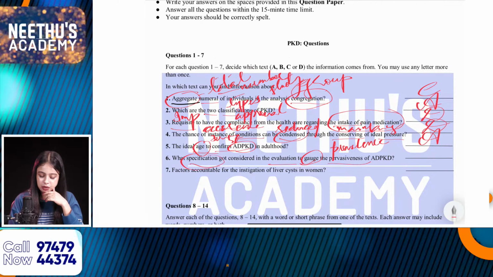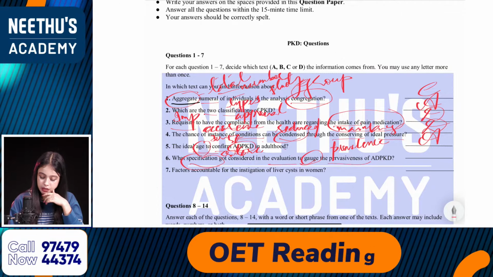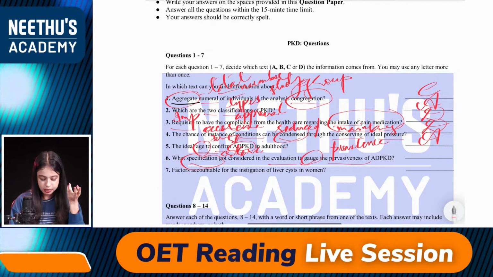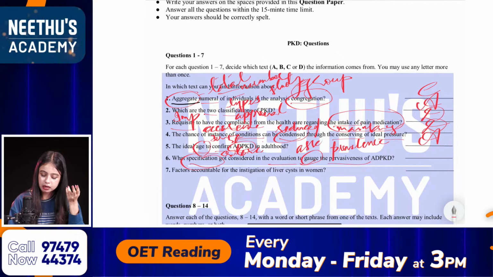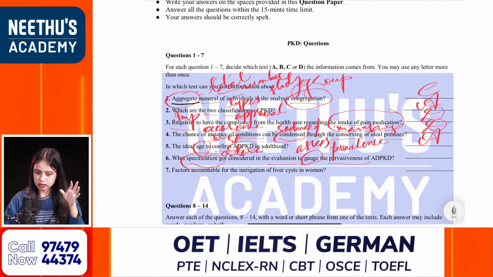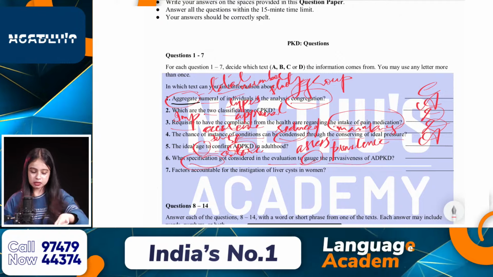Okay, specification, you guys can take it as criteria. The criteria mentioned there got considered in the evaluation to GOG. Evaluation, analysis or the study. Okay, GOG is calculate or assess. Here calculation means assessment. Okay, assess prevalence of ADPKD. So the answer is mentioned here.